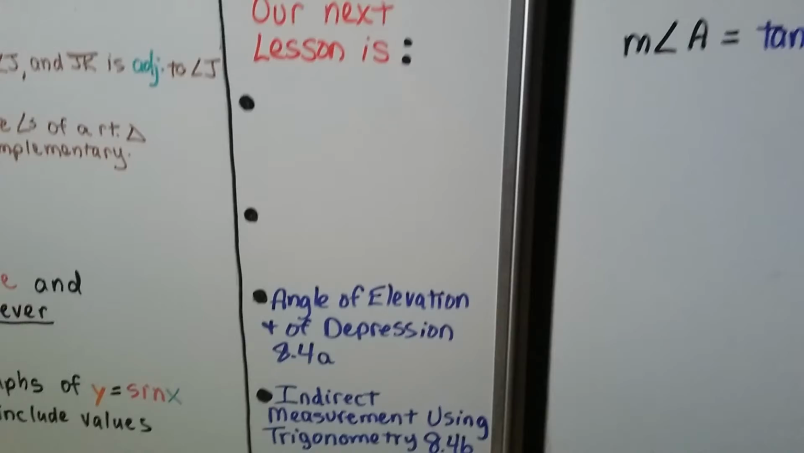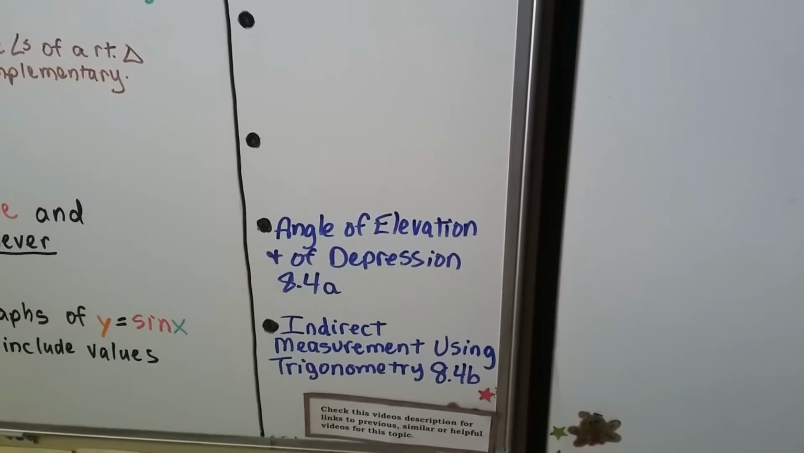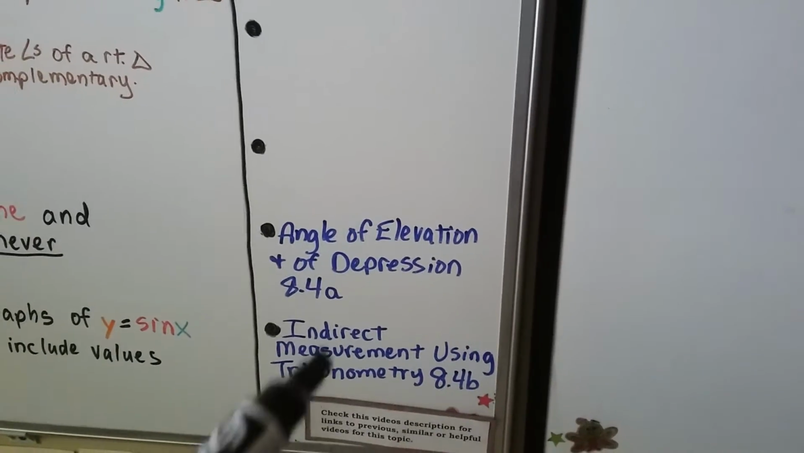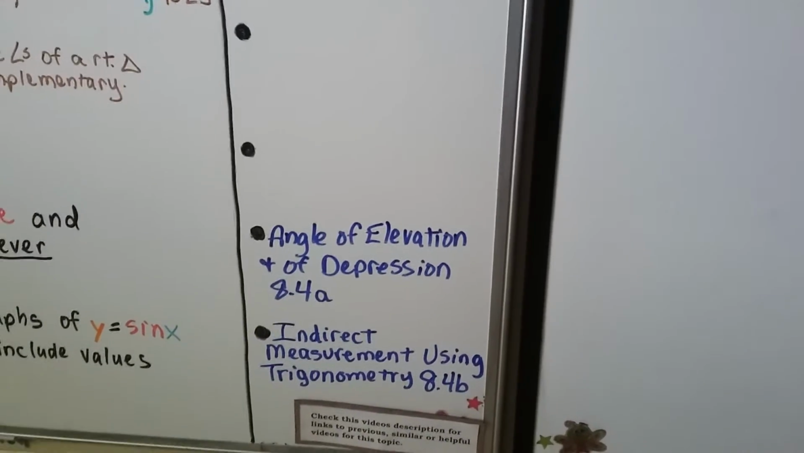Our next lesson is angle of elevation and of depression. It's 8.4a. Then we're going to finish 8.4 with indirect measurement using trigonometry.